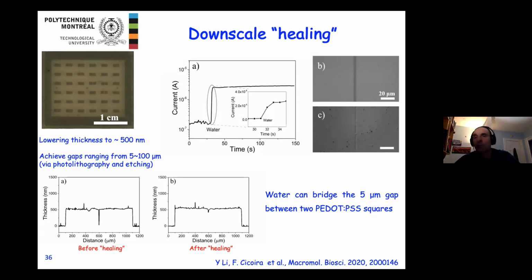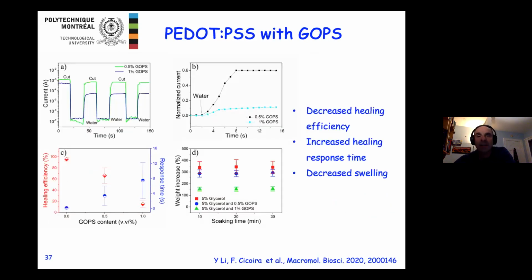So actually, we are able to heal gaps of about 5 microns, even if they are not created by a blade manually. This is quite remarkable because when we do this process, from the chemical point of view, it's not exactly the same thing as cutting a material by a blade. I believe that when we treat the material with plasma, we also change a little bit the chemistry. So again, if you add water to such a system, you can obtain an increase of current. So it's a healing phenomenon, even for lithography-induced cuts.